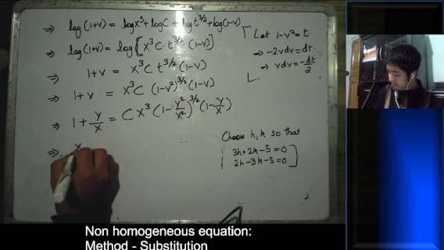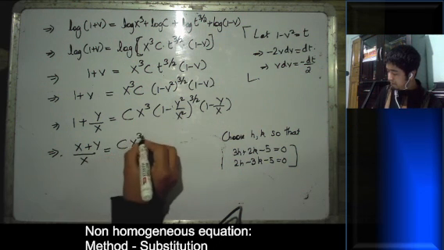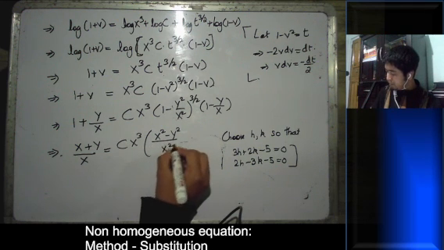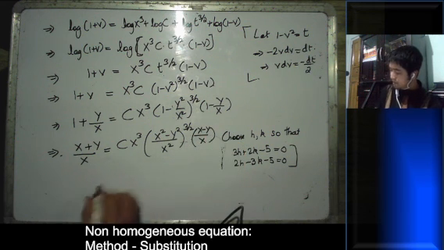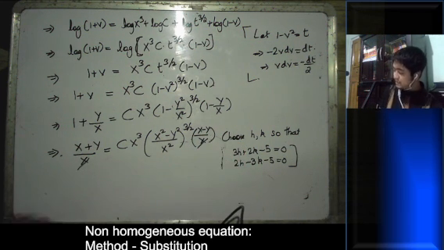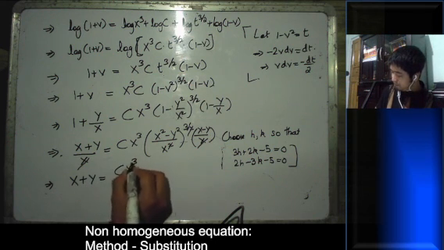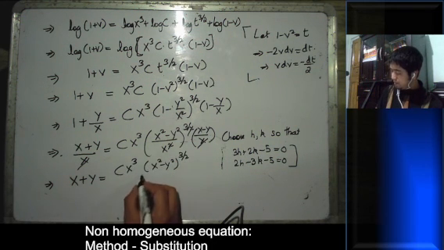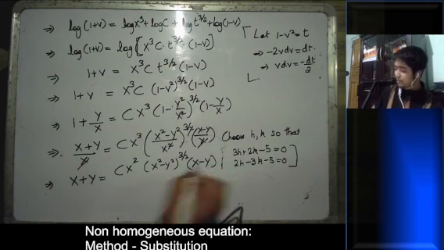So it will become x plus y divided by x, c x cube, x square minus y square upon x square power 3 by 2, x minus y upon x. So this x and this x will cancel, this and this. So we'll be having x plus y, c x cube, x square minus y square power 3 by 2, and you will be having only x square. So this is what we are having.